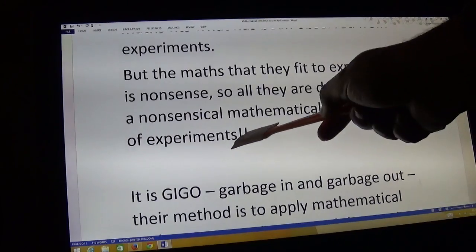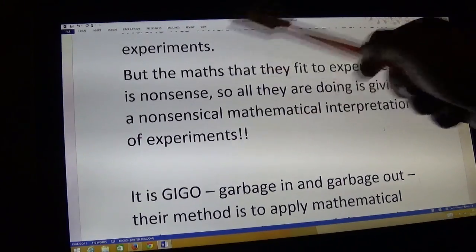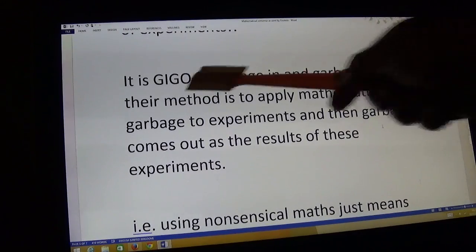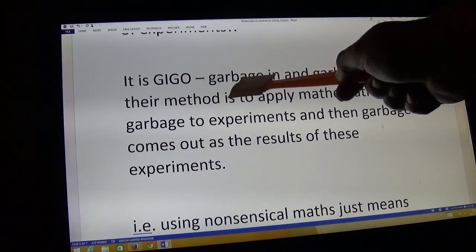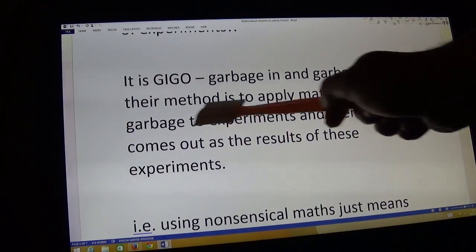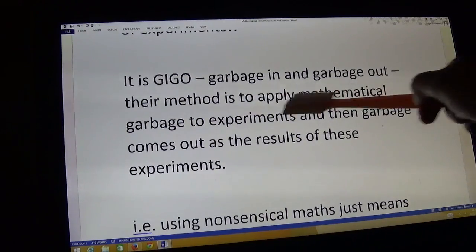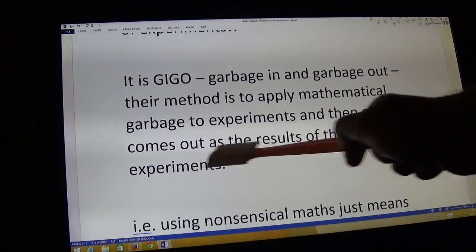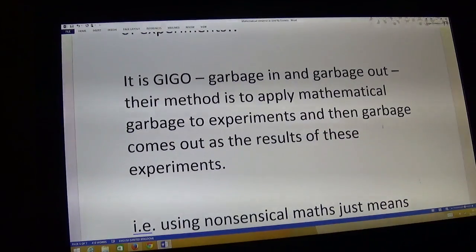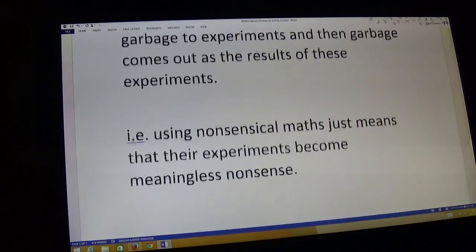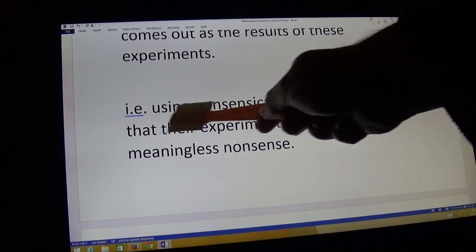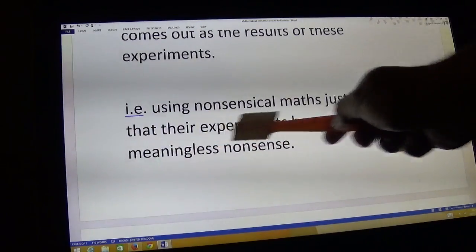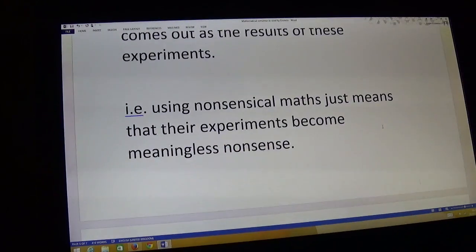And I'm shouting that they are talking nonsense about experiments. It is the principle of GIGO, garbage in and garbage out. Their method is to apply mathematical garbage to experiments, and then garbage comes out as the results of these experiments. I.e., using nonsensical maths just means that their experiments become meaningless nonsense.